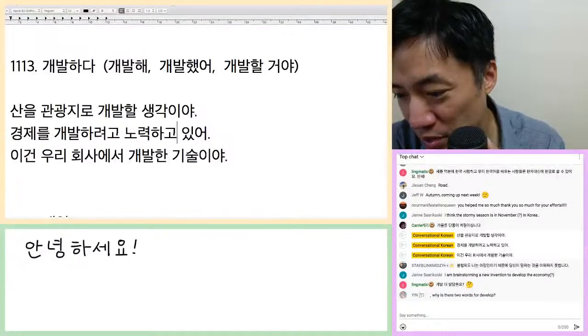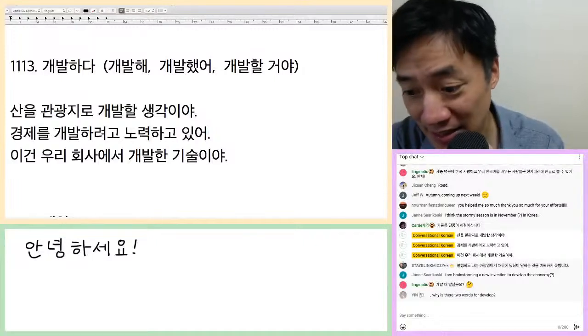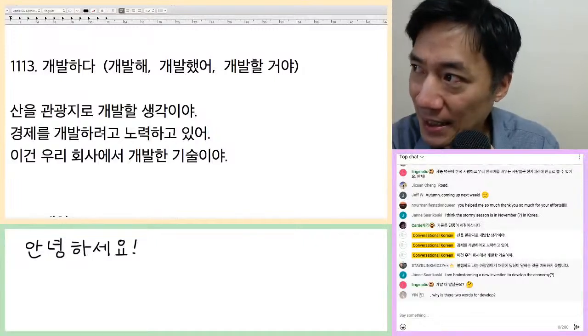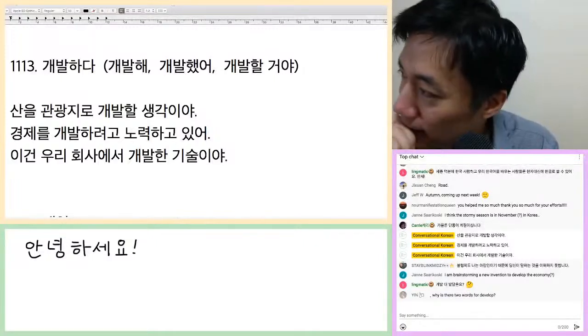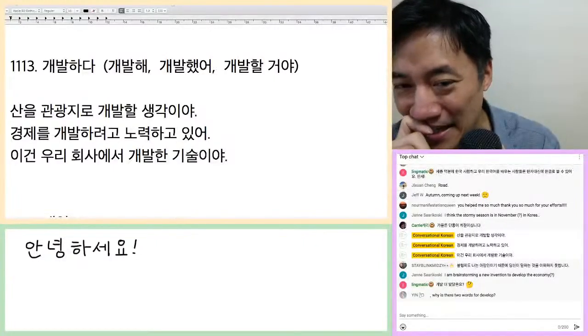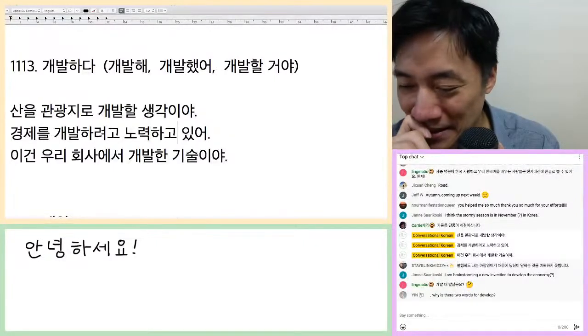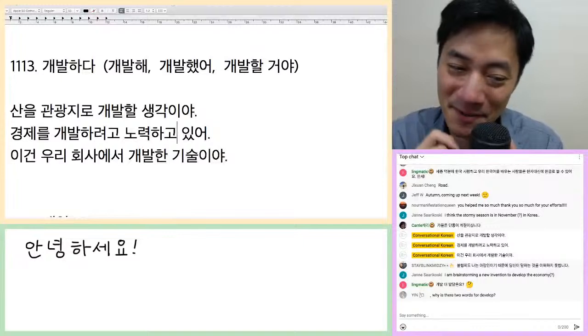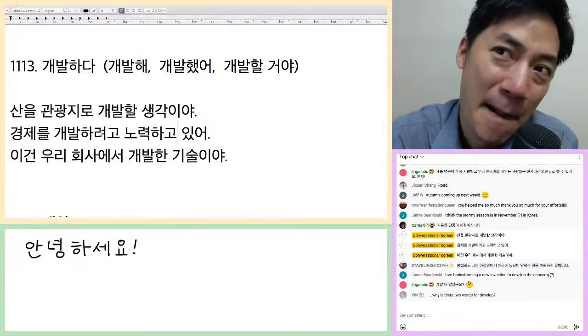Why are there two words for develop? Like 발달, 개발, 발달, 개발. Ah, it's a tough one. I think I have explained it sometime before, but still, it's tough to explain. I'm sorry about that. 발달.